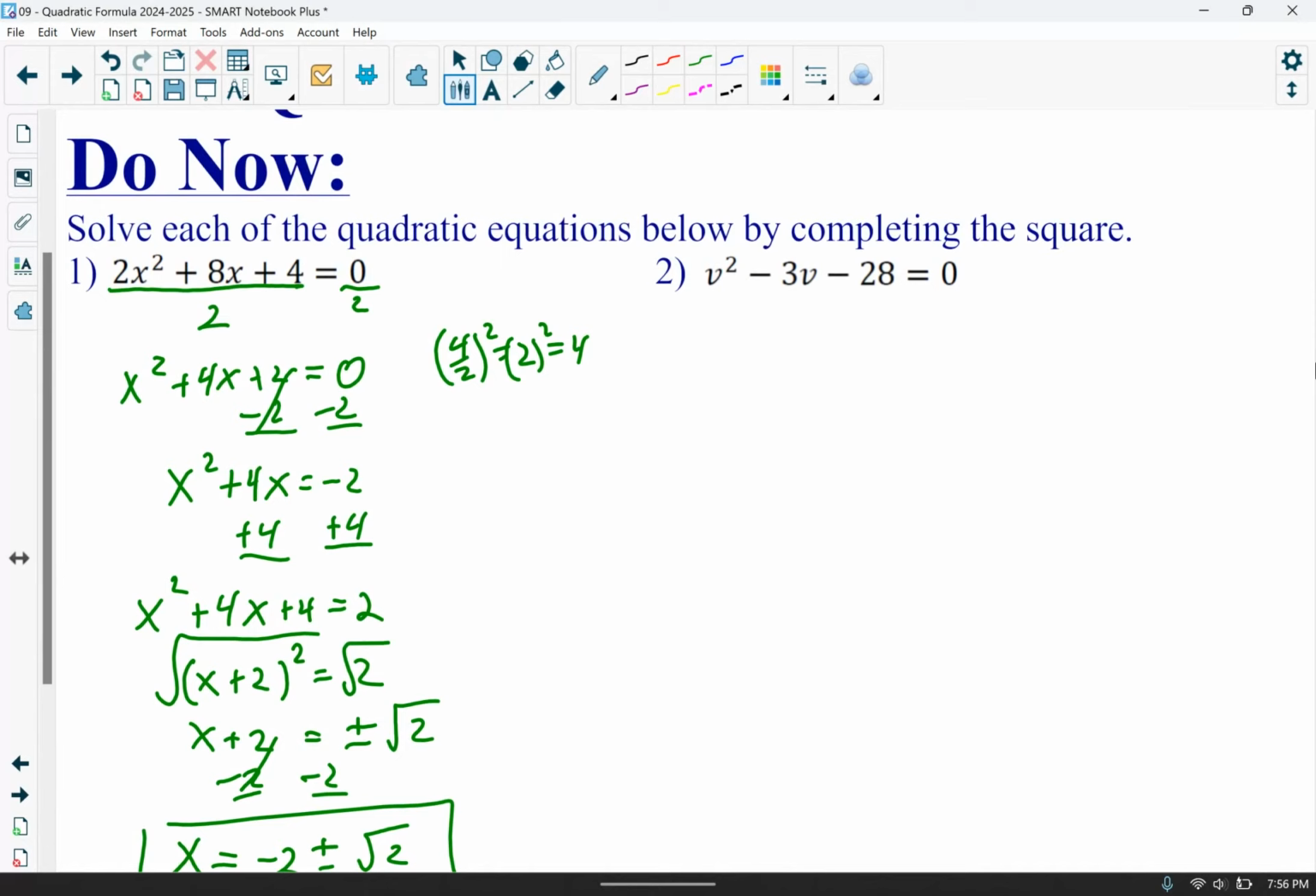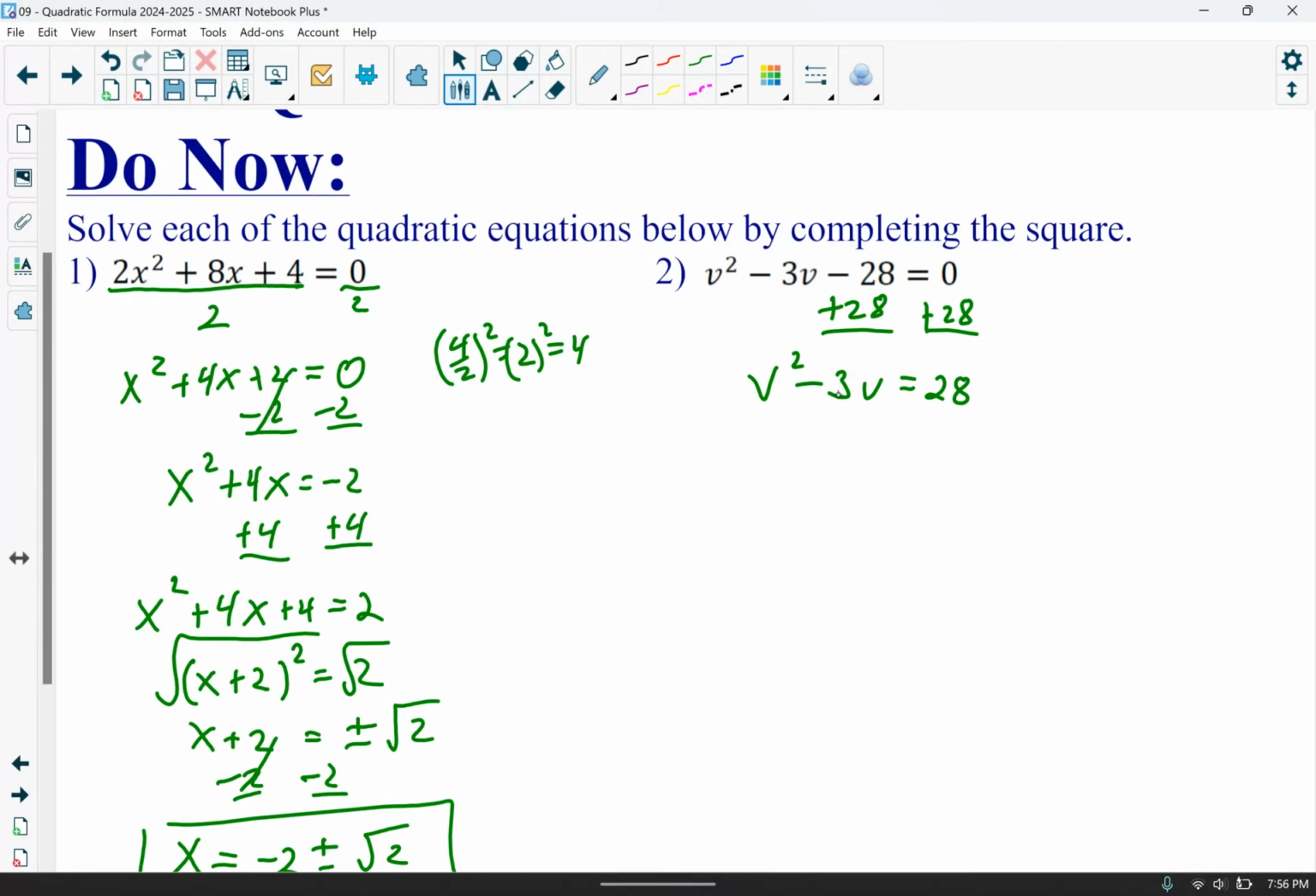Number 2, v squared minus 3v minus 28. No common factor to divide out. Not a perfect square trinomial, so our first step is going to be to add 28 to both sides to move that constant term over. So we have v squared minus 3v equals 28.